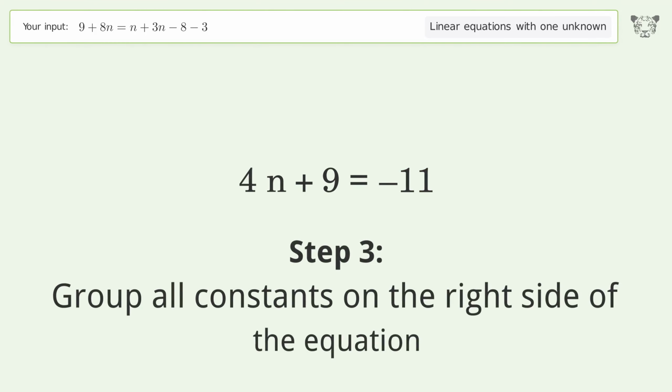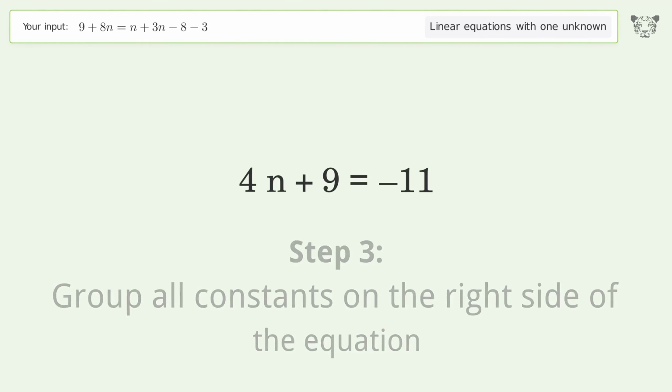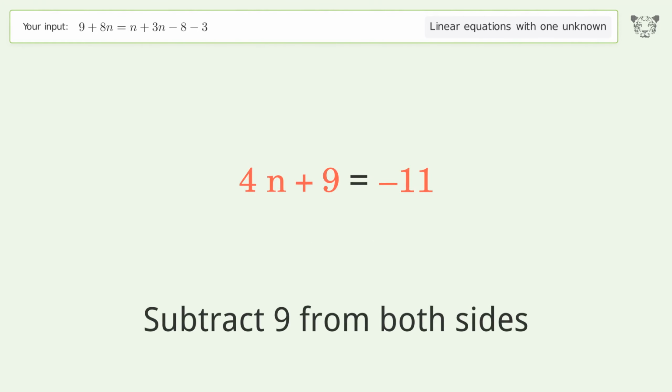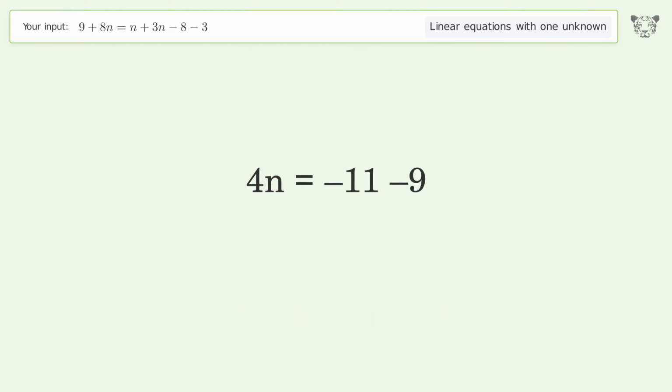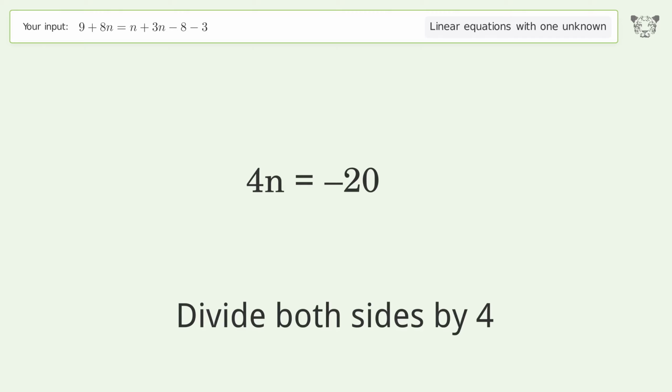Group all constants on the right side of the equation. Subtract 9 from both sides. Simplify the arithmetic. Isolate the n. Divide both sides by 4.